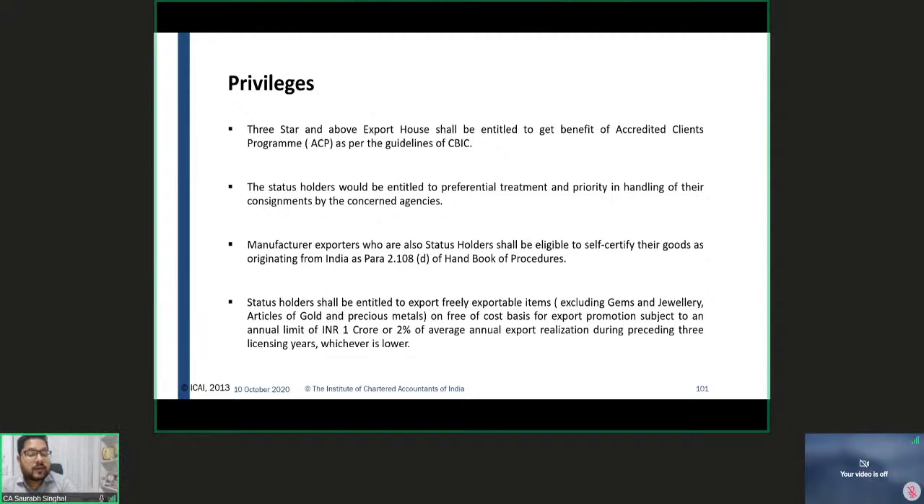You shall also be granted benefits as per the Accredited Clients Program, ACP program. This is also a program wherein benefits, priority and self-declarations are given. Priority is given to these exporters in terms of smooth customs clearance, not a lot of checking, self-declarations are accepted. So basically, you will be taken as a credible exporter and given some benefits.